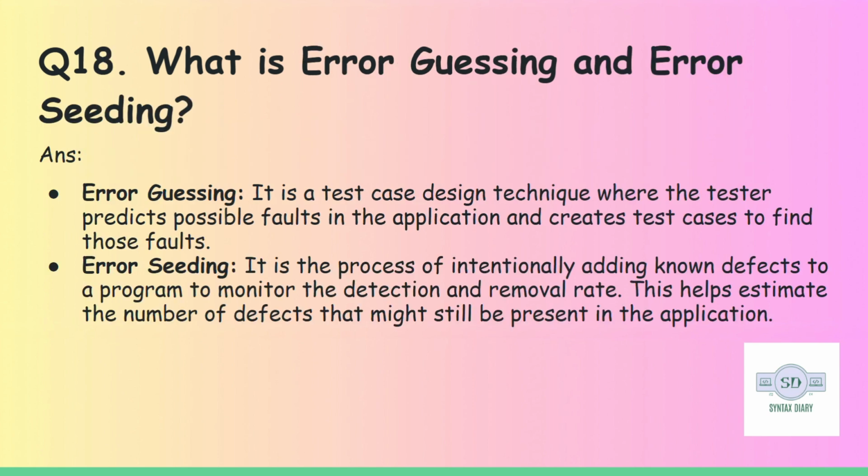What is error guessing and error seeding? Error guessing is a test case design technique where the tester predicts possible faults in the application and creates test cases to find those faults. Error seeding is the process of intentionally adding known defects to the program to monitor the detection and removal rate. This is done to estimate the number of defects that might still be present in the application.